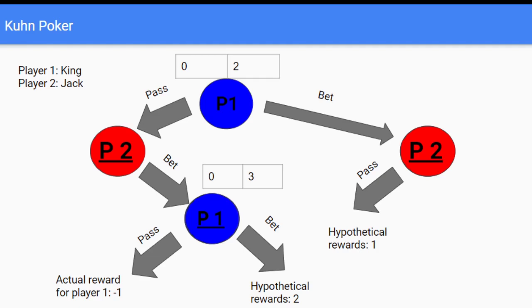So remember, our actual reward was -1 at the top node where we passed, and our hypothetical reward for betting was 1. So 1 minus -1 gives us a regret of 2 under bet. Now, as you can see, we're starting to converge on a more optimal strategy. So if we're dealt a king again, we're more likely to bet. And if we do get into this second node where we passed, we're not going to pass again. We're going to learn from our mistakes and bet in that case.